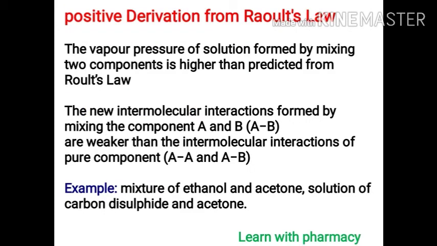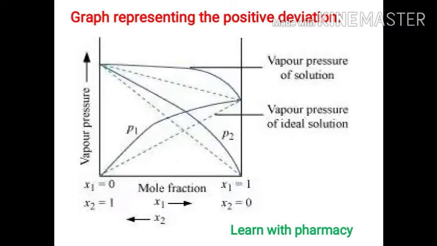Positive deviation from Raoult's law will be, the vapor pressure of the solution formed by mixing two components is higher than predicted from Raoult's law. The new intermolecular interactions formed by mixing the components A and B, A minus B, are weaker than the intermolecular interactions of pure components A minus A and B minus B. Example, a mixture of ethanol and acetone, a solution of carbon disulfide and acetone. The graph below represents the positive deviation from Raoult's law.